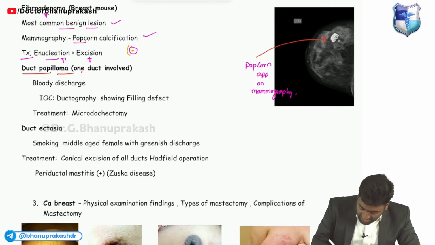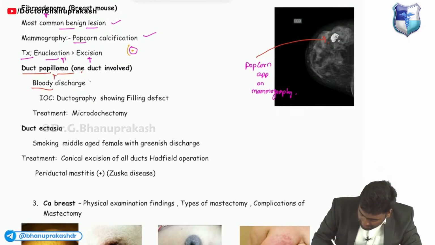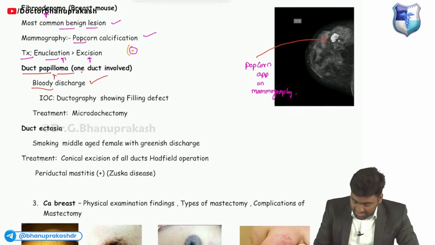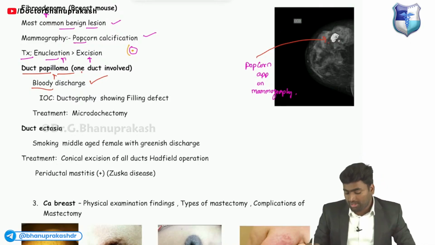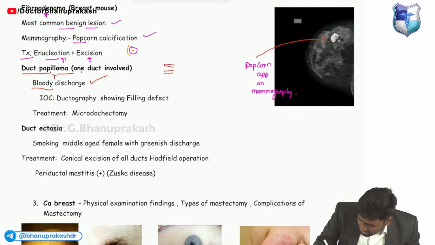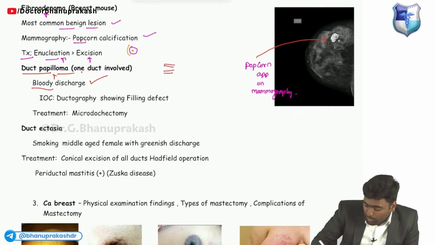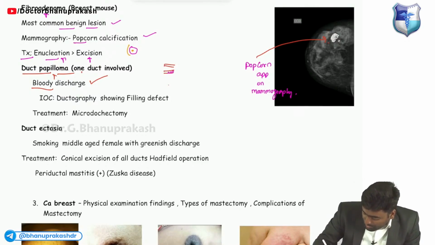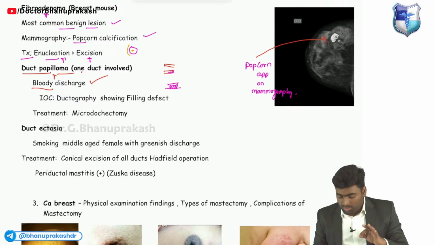Fine. So in a case of duct papilloma, it will have bloody discharge. And remember, it is duct papilloma. We have multiple lactiferous ducts, whereas in a case of duct papilloma, mostly only one duct will have these papillae. Papillae are nothing but finger-like projections. So mostly only one duct is involved.